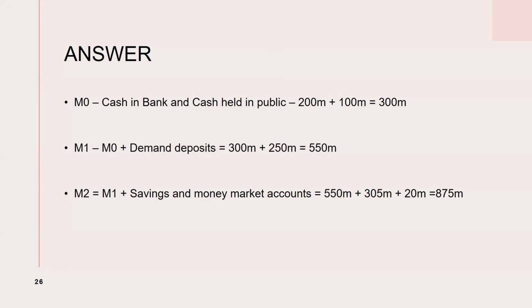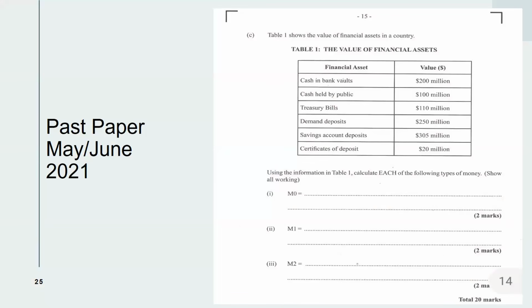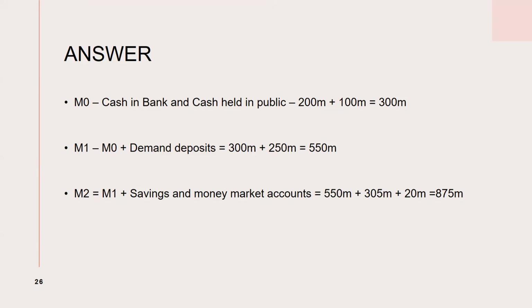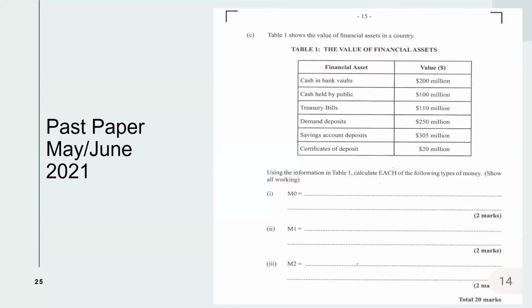You see how M0, M1, M2 are there? M0, your cash in the bank vault plus the cash held by the public, adds up to 300,000. M1, everything in M0 plus the demand deposits. That is your account that you're saving, you put your money in and you can get access to it at any time. And then M2, everything that's in M1 plus savings account deposits and certificates of deposit, because it'll take you a little longer to get access to that money.